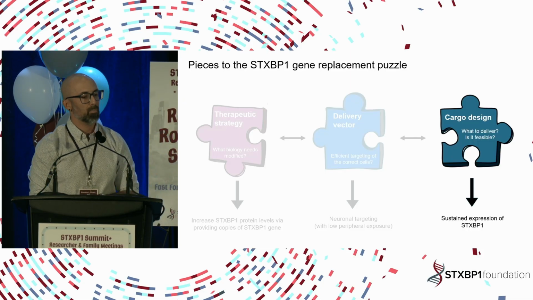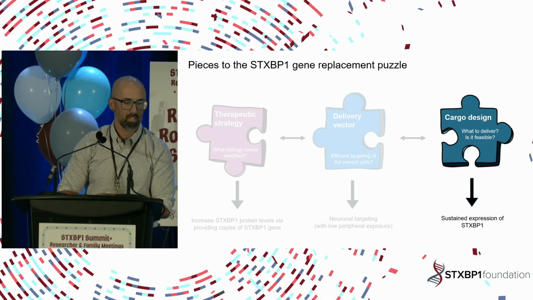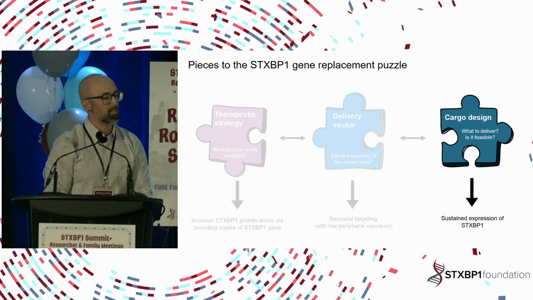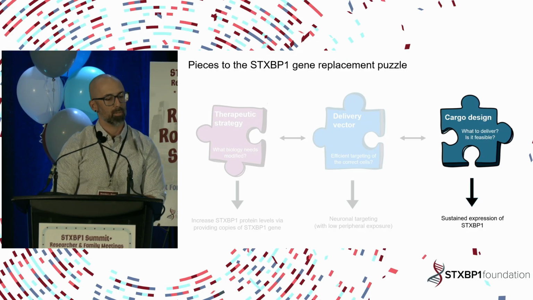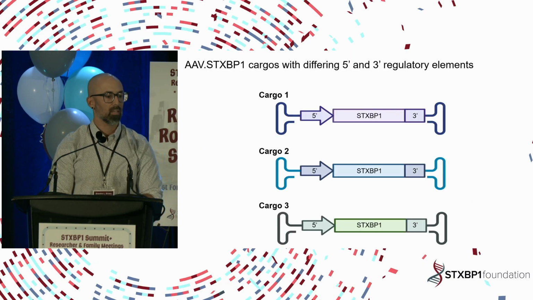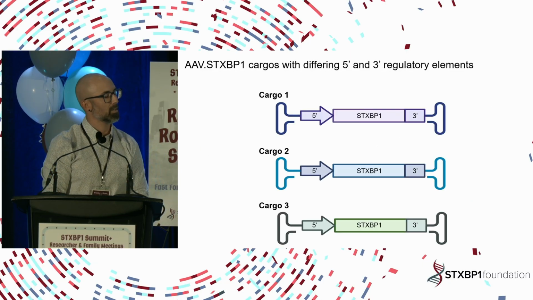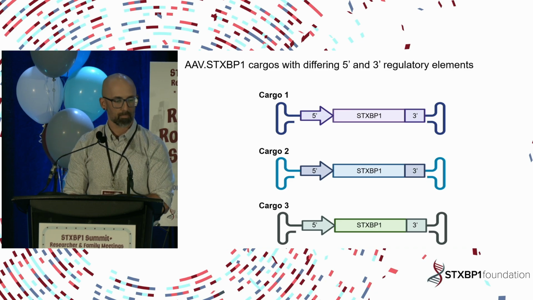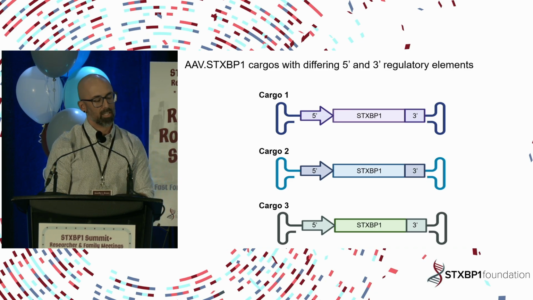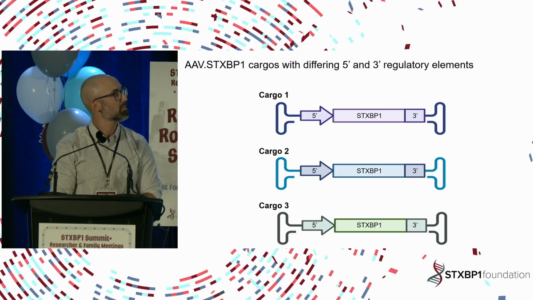All right, on to our third puzzle piece, our cargo design. What do we deliver, and is it feasible, and can it drive STXBP1 expression? We started with 3 cargos, all that have differing 5' and 3' regulatory elements. These are packaged into our developed capsids, which we just looked at.